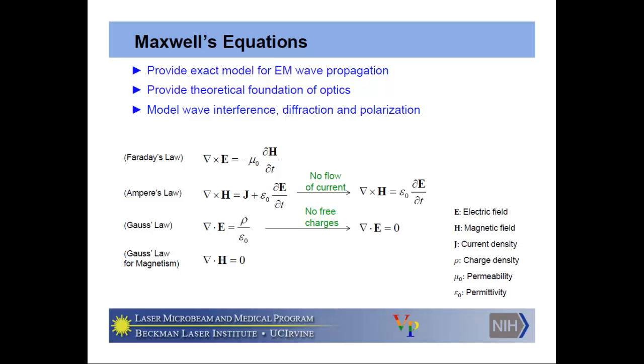We can consider free space. When you consider free space, there is no flow of current, so we can rewrite this equation like that. And there are no free charges in free space, so we can rewrite this equation like that. Now we can have some relationship in this one between E and H, here H and E. So we have some similarities in these equations.